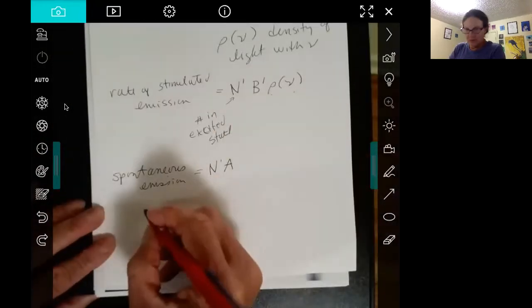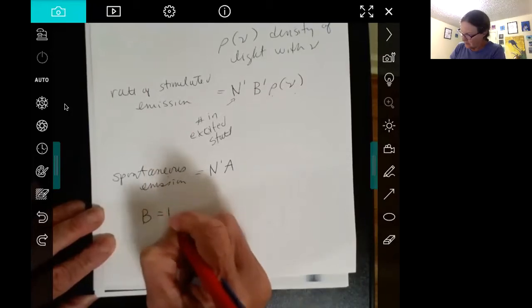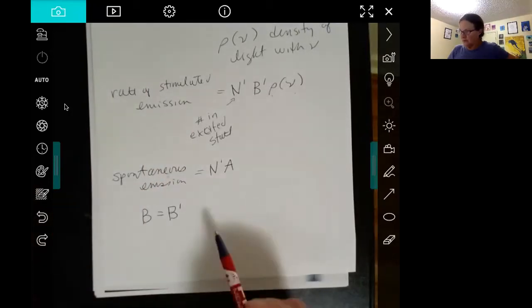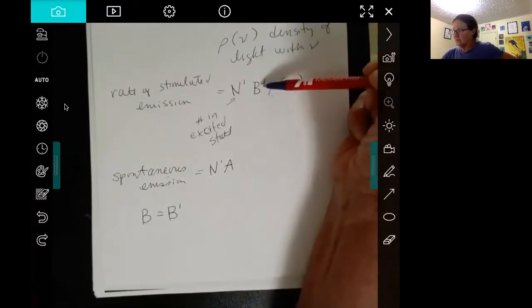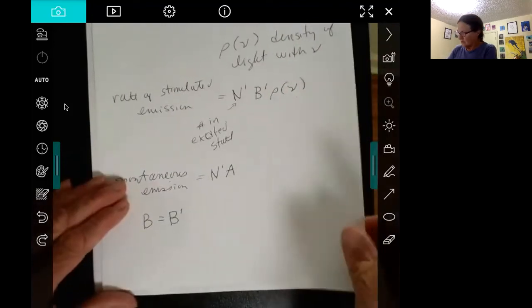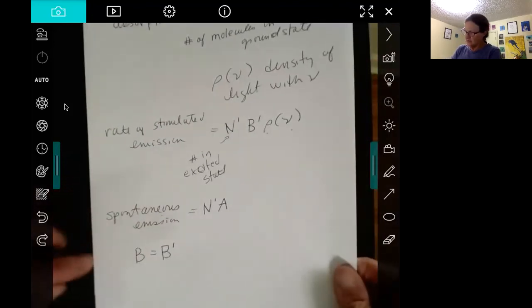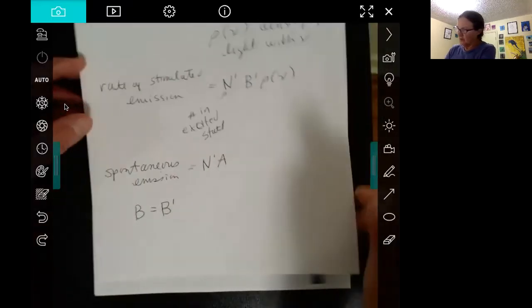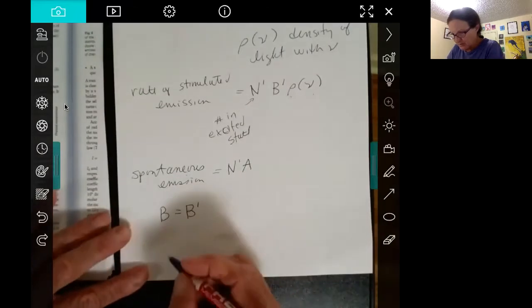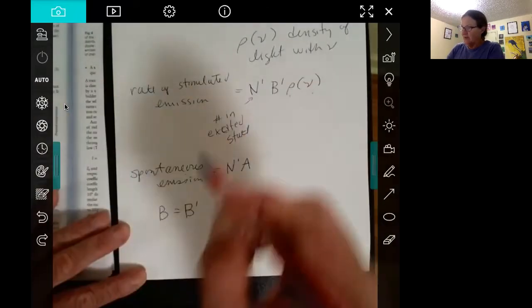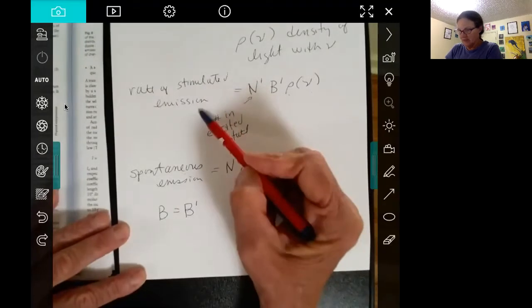So you can show that B equals B prime. So this coefficient of stimulated absorption is equal to the coefficient of stimulated emission for the same system. So you can set B equal to B prime, and then if you add these three together, with B equal to B prime, you get the equation that your book has. So you end up with three terms. You have stimulated absorption, stimulated emission.